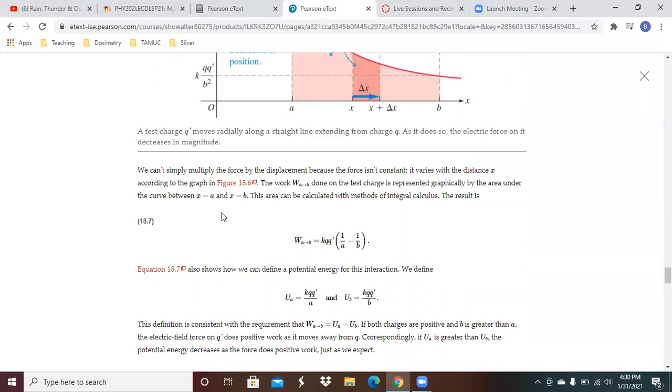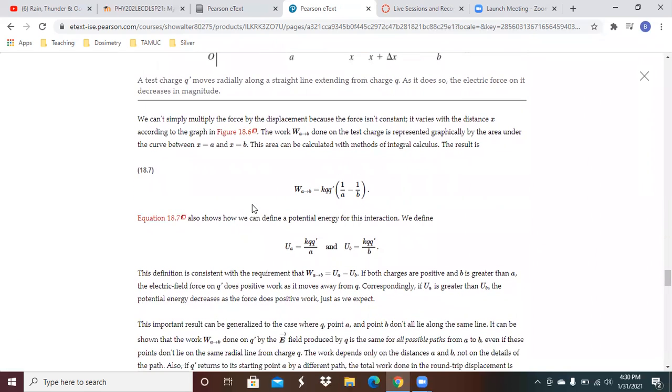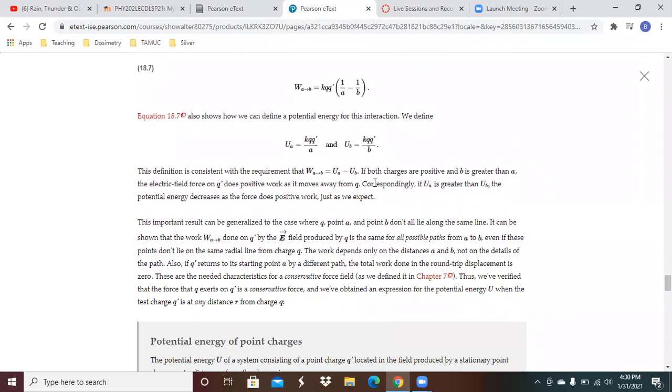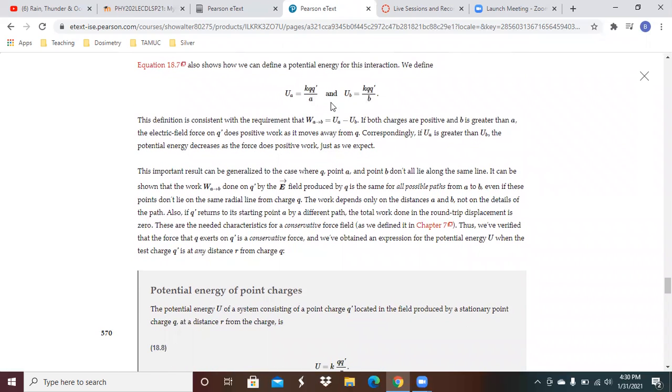So the work done on the test charge is represented graphically, as you see. In order to produce the total amount of work, you're going to have to use calculus. Now, this course is built to teach you physics without the introduction of calculus. So what we're going to end up saying here is that your result ends up being this. And equation 18.7 also shows how we can define a potential energy for this interaction. This definition is consistent with a requirement that work is defined in this manner.